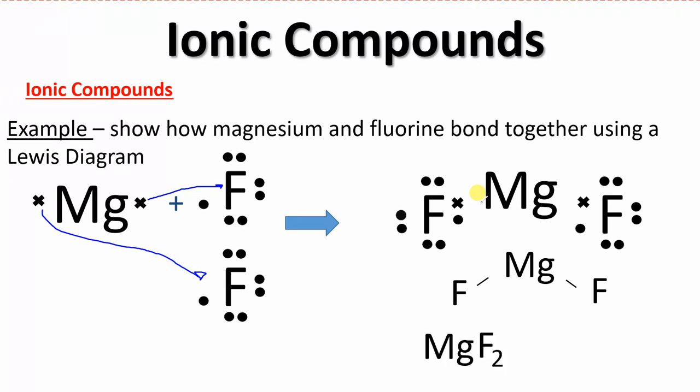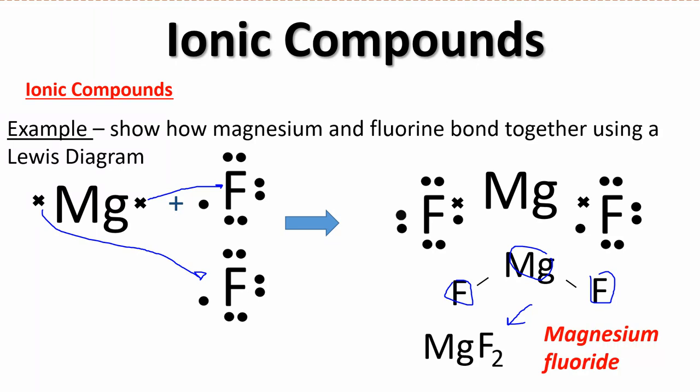Our formula of the molecule is we've got 1 magnesium and then 2 fluorines, so MgF2. And when we go to name this one, it follows the same convention: magnesium fluoride.